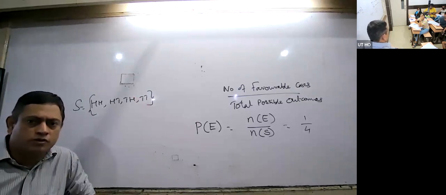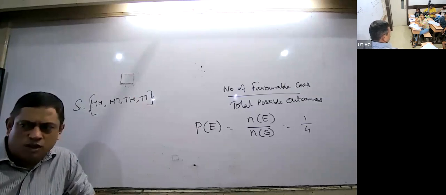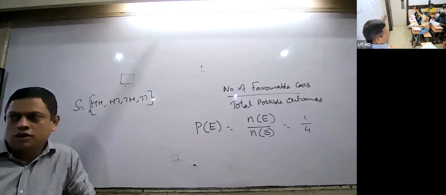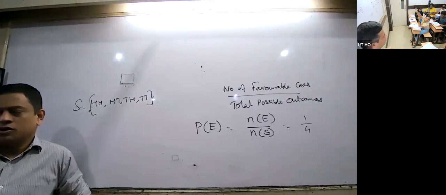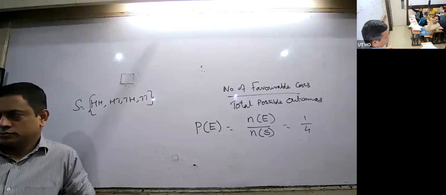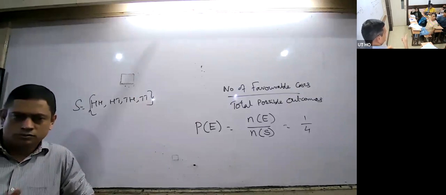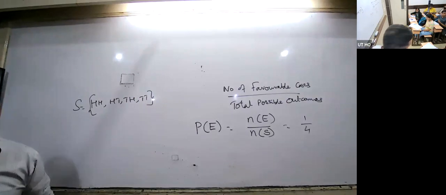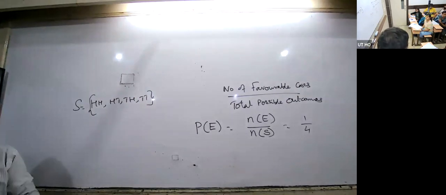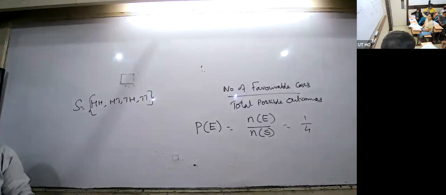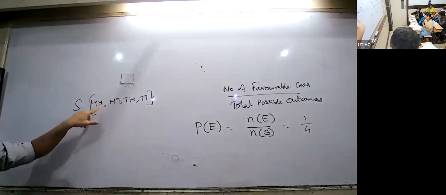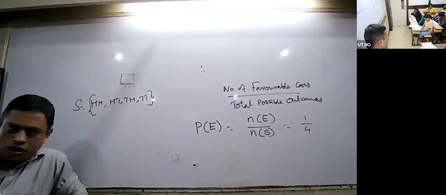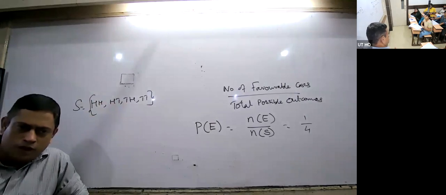What is the probability of getting at least one head? At least one head. Look over here. Wrong. 3/4. At least one head means minimum one head. Minimum one head means either one head or more than one head. One head, two heads: 1, 2, 3. 3/4. Are you followed? Okay.